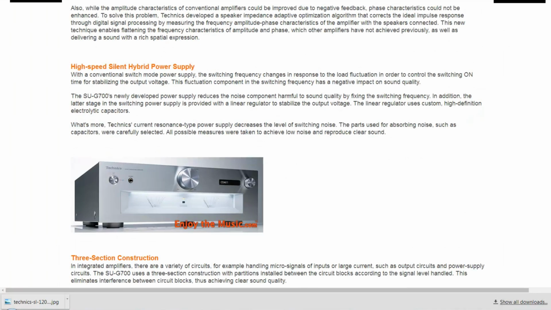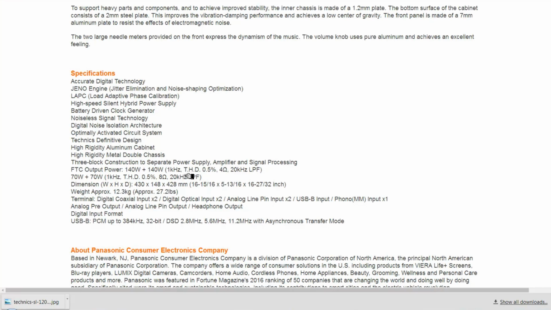2x70 watt is enough. You can read it here, 2x70 watt with 8 ohms, and if you have 4 ohm speakers, it gives you 2x140 watt, and it only weighs 12.3 kilogram. So I hope this thing will stay at $1,500, but of course, that's what I hope. But I think I'm completely wrong. I'm not sure what they will ask for this thing, but if I see the price of this turntable, I think this thing will also be expensive.